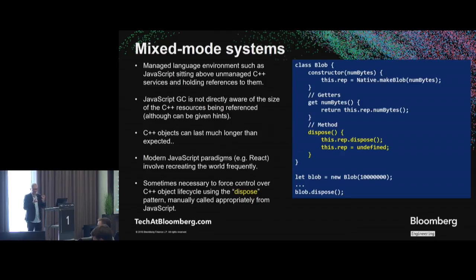If that JavaScript is using some proxy objects to hang on to C++ objects, you can end up with your C++ memory footprint holding multiple invocations of the system, because you're at the mercy of the JavaScript garbage collector. The garbage collector doesn't really know the cost of each of these native objects that it's referencing from JavaScript.